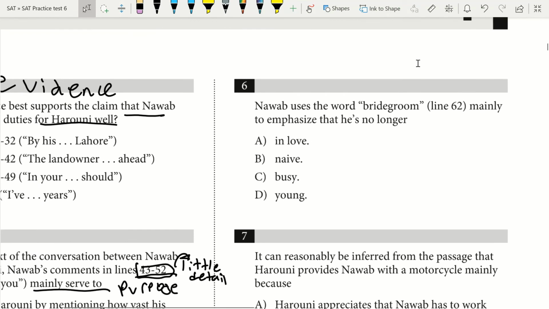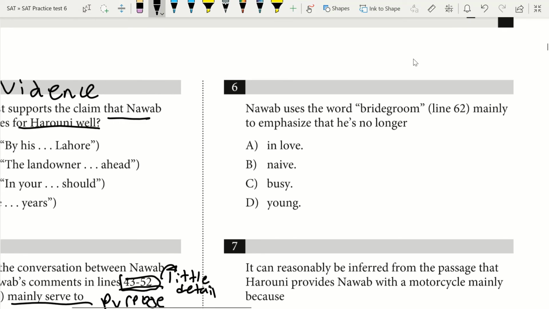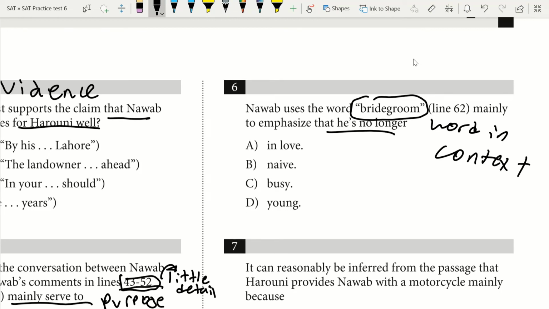All right, question 6. Nawab uses the word bridegroom, line 62, mainly to emphasize he's no longer what? Okay, this one is most definitely a little detailed question, but it's also a word and context question, right? Actually, it's not a little detailed question. I take that back. This is a word and context question. Even though it's not "most nearly means," it's a word and context question because we're asked what the word bridegroom is really emphasizing, right?